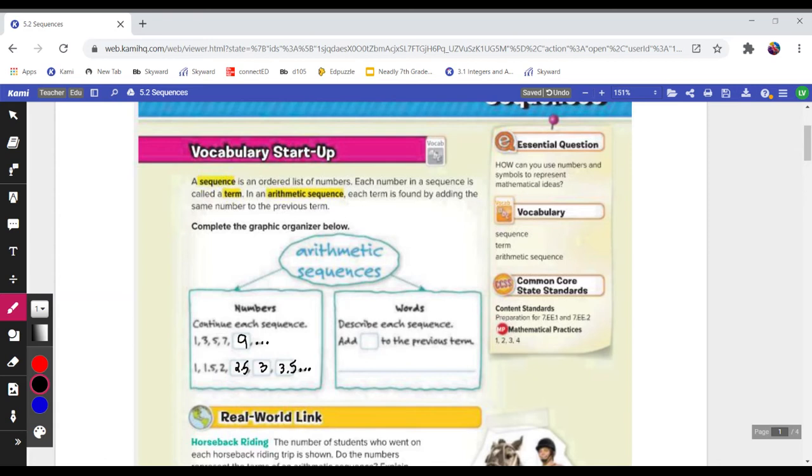So words. Describe each sequence. You're going to add 2 to the previous term. That is for the first one. Again, adding 2 to the previous term. Then for the second sequence, we are going to add 5/10 to the previous term.